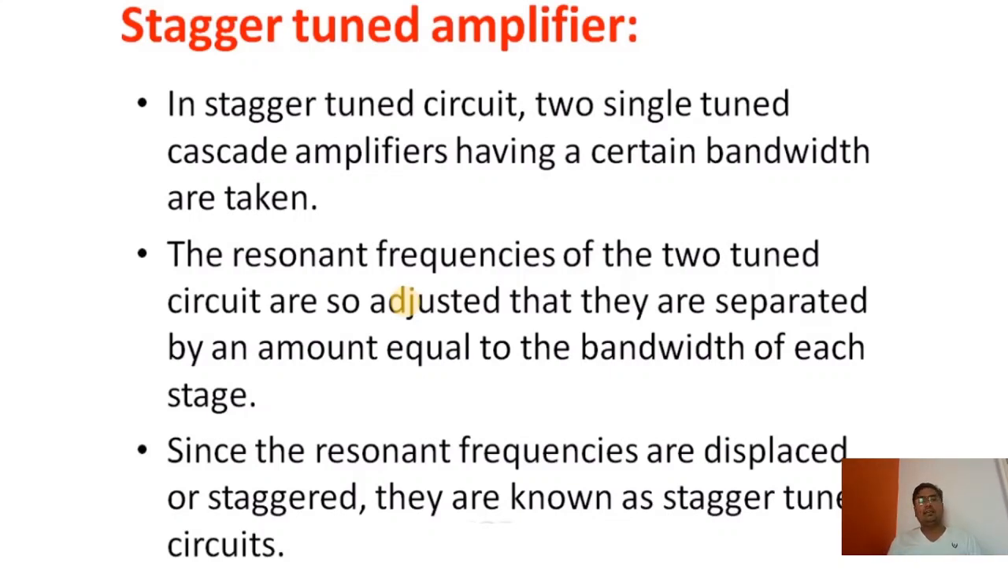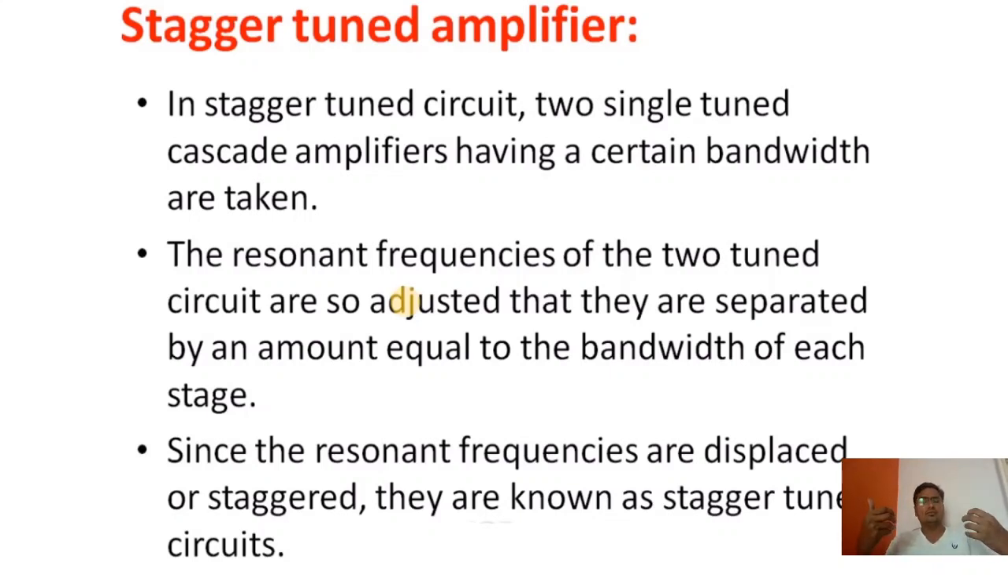Right? Now see, the resonant frequencies of the first single tuned amplifier and the second single tuned amplifier are different. It means they are displaced. The other word is they are staggered, and that's why the circuit is called a stagger tuned amplifier. The displacement in the frequencies is called stagger. Agreed? And that's why the name has been suggested as stagger tuned amplifier.